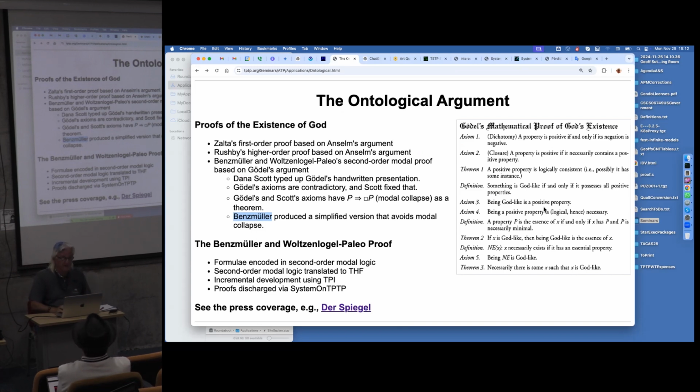This needed a very complicated, strong language to write down the ideas about God, but we had it all working. And here's the axioms of it and what they proved. Here we see a property is positive if and only if its negation is negative. A property is positive if it necessarily contains a positive property. Something is godlike if and only if it possesses all positive properties. Okay, that's what they say. This is God if it is all good things. And being like God is positive. It's very normal things. It's kind of nice. I really like that work.